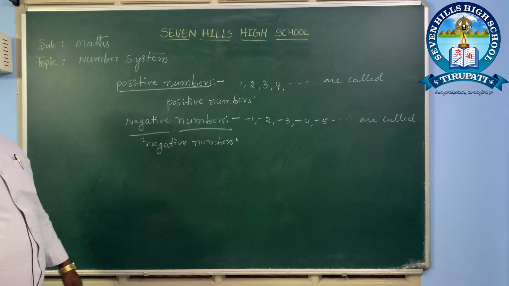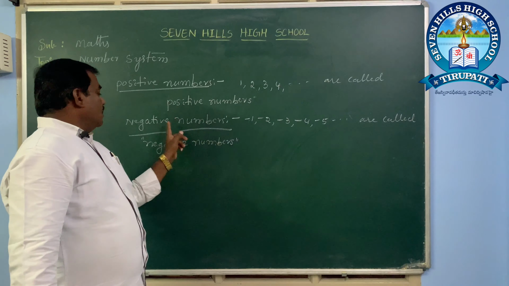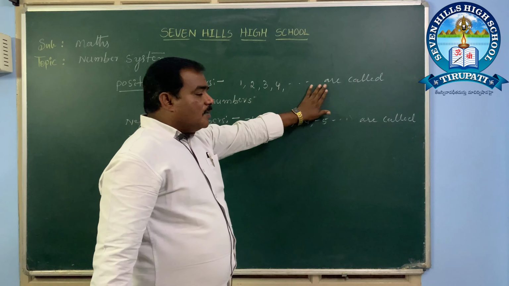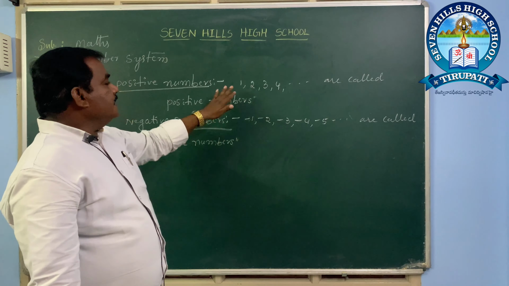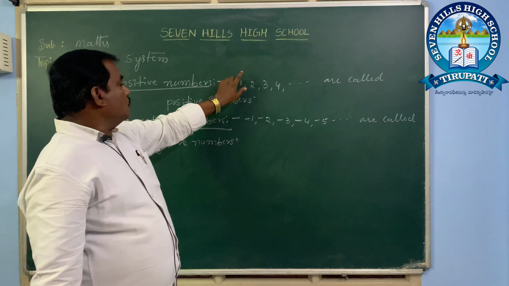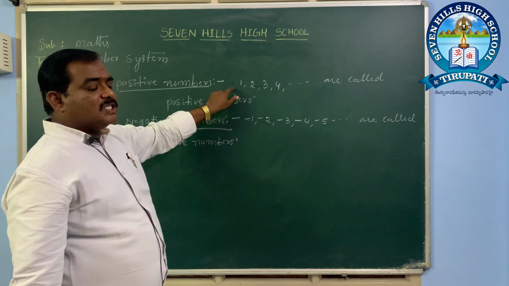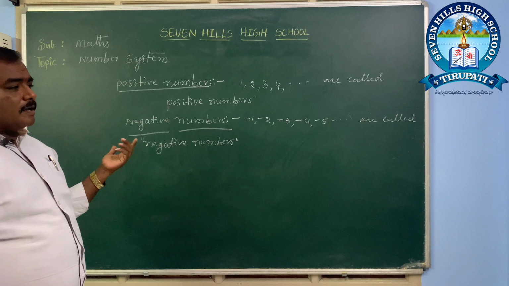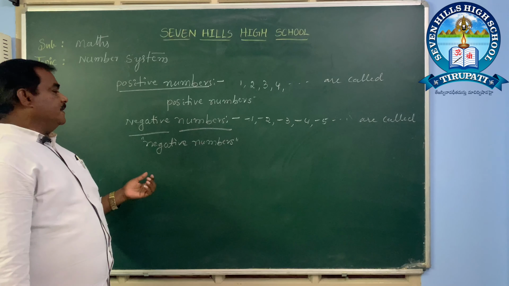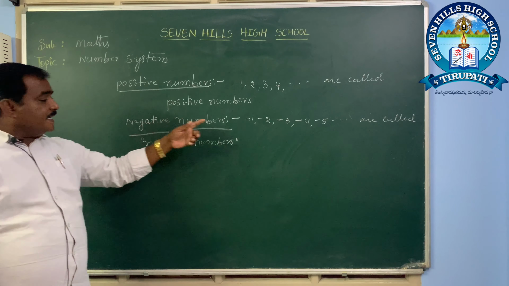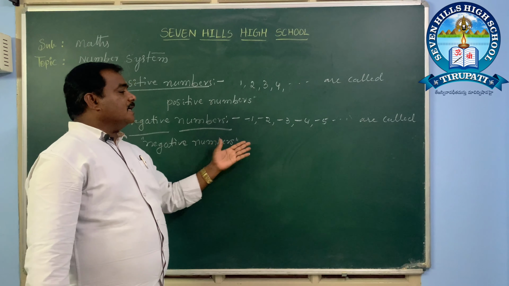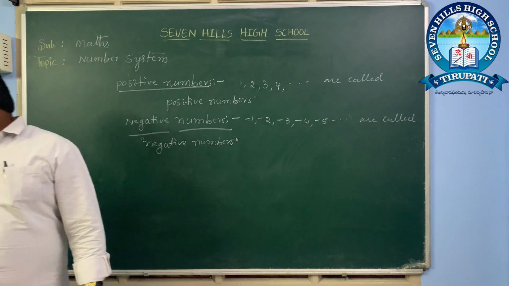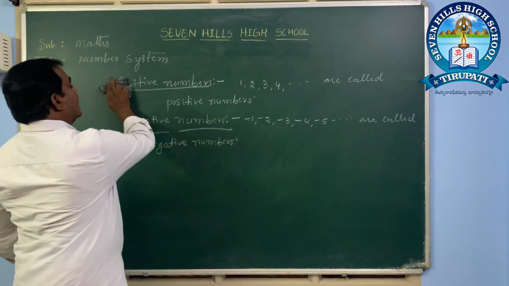So the least positive number is 1. The greatest positive number is not defined, because we start with 1 and the numbers are not countable. For negative numbers, the greatest negative number is -1, and the least negative number is not defined. So many types of numbers are there. Now we discuss natural numbers.